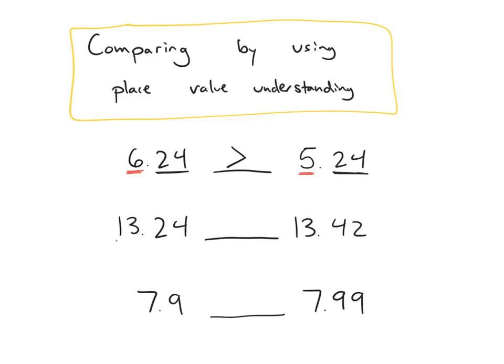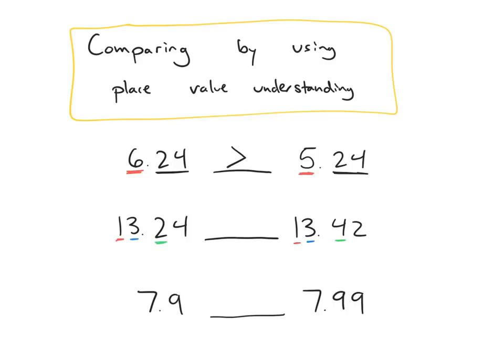So here we're going to start with our tens place because that's the highest place value in both of these numbers. And we see that they're both 1. So when they're the same, we move on to the next place value, which in this case is our ones place. And look at that. Once again, they're the same. So we need to move on to the next highest place value, which is our tenths place.